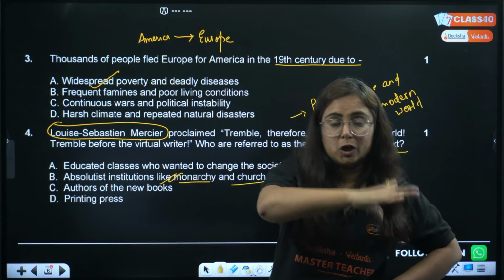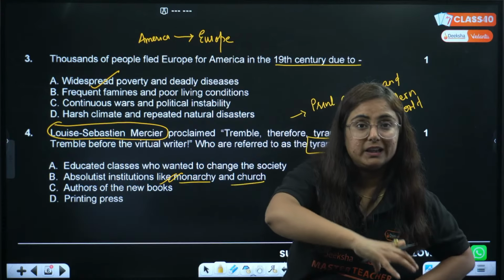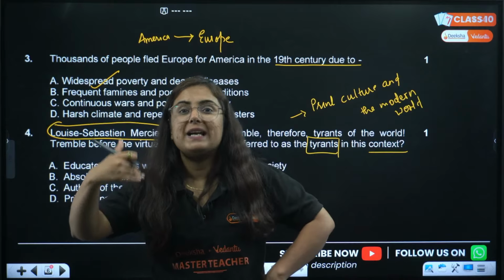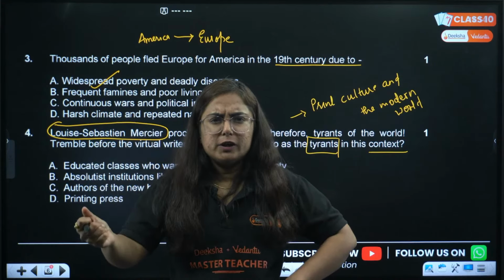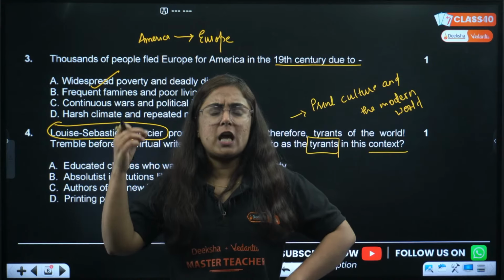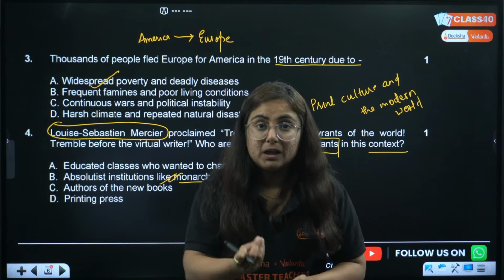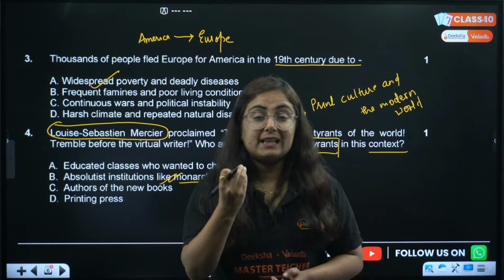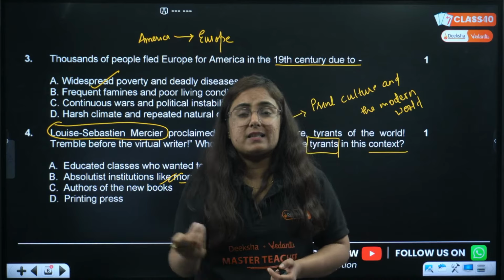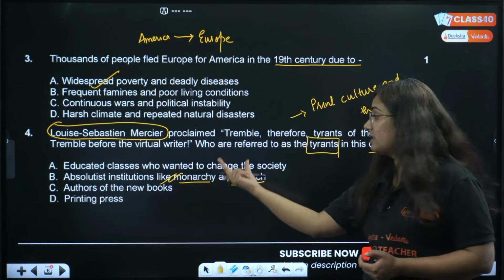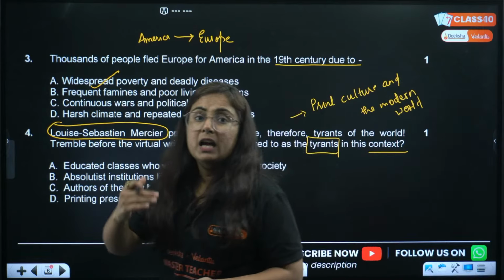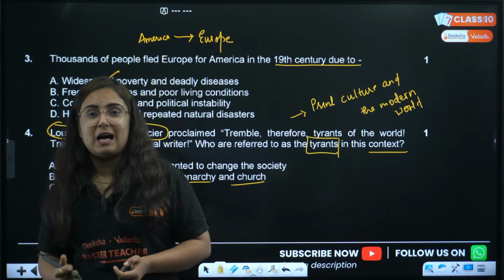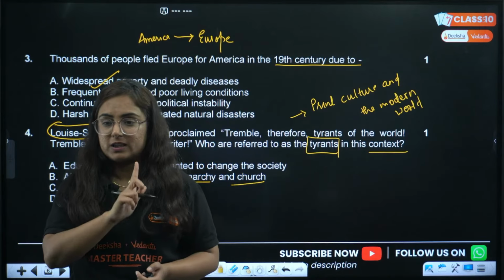After that, in Europe, this woodblock hand printing changed to mechanical printing. The print revolution happened and everyone trembled. Who were scared? People who were doing wrong, the tyrants. Who were the tyrants? These absolute institutions like monarchy and the church. They were the tyrants who were doing injustice to the common people. Get it or not? Tell me.